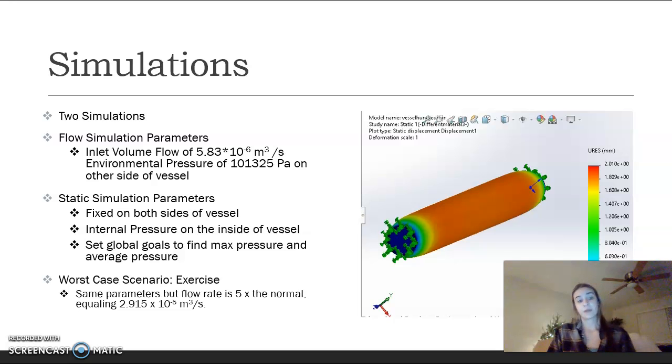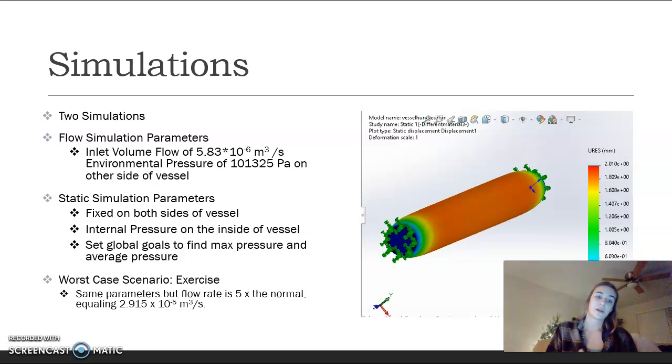So for my static simulation parameters, I put a fixed geometry on both sides of the vessel so that it can't move, the internal pressure on the inside of the vessel, and then I set the global parameters to find max pressure and average pressure for the whole vessel.